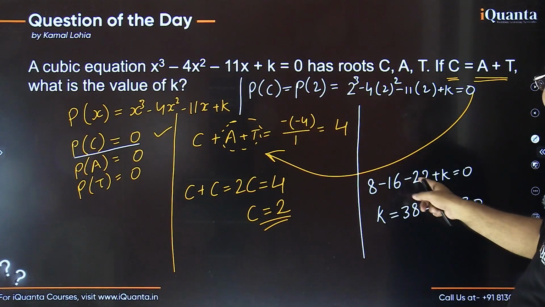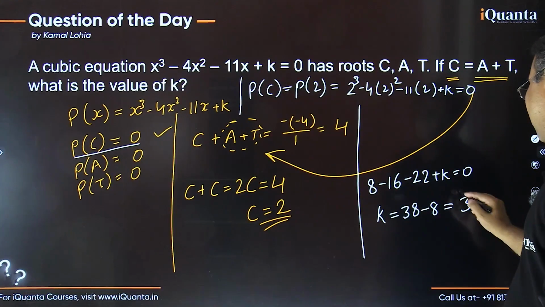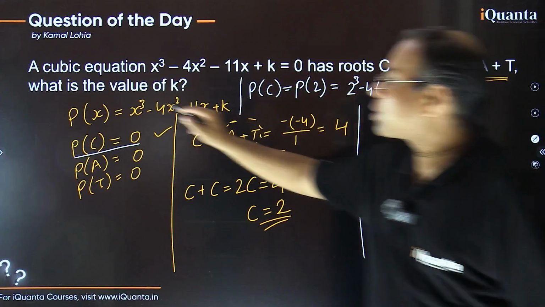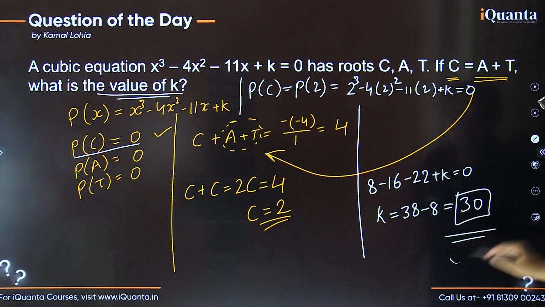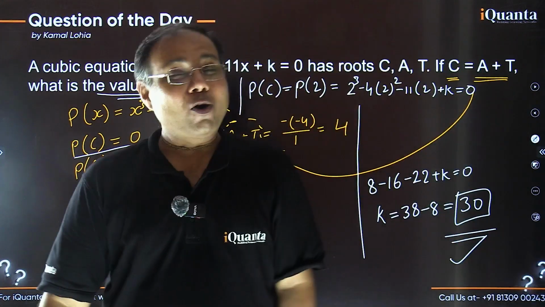I hope there is no error in calculations. 38 and 30, fine. So the required value of k. The question was about the value of k only, so we have got this answer. The value of k is nothing but 30. Fine. So I hope you have understood it.